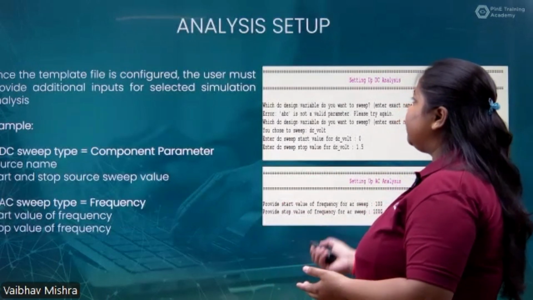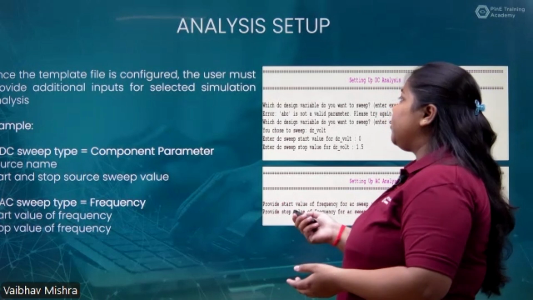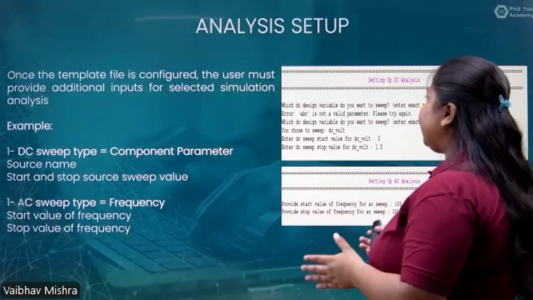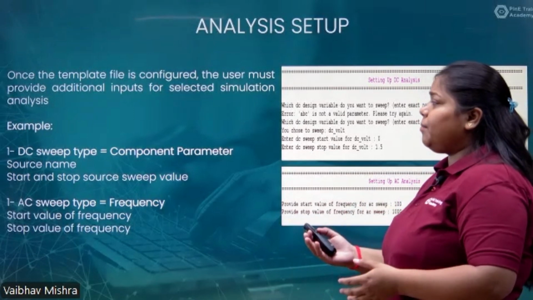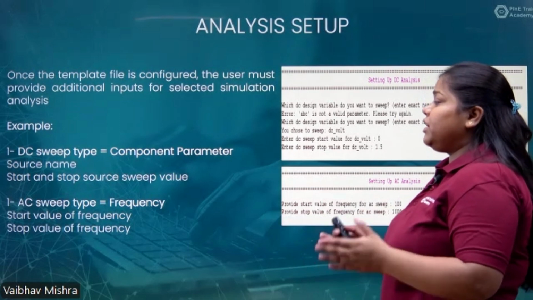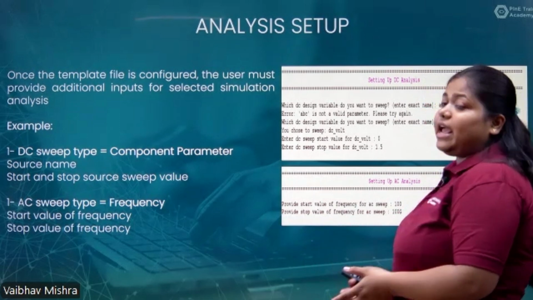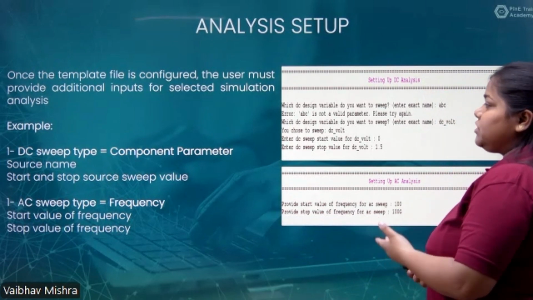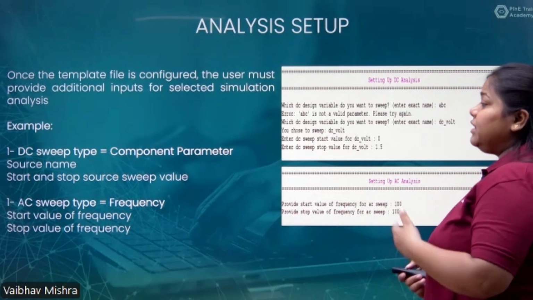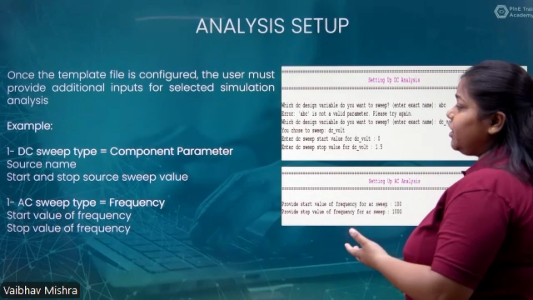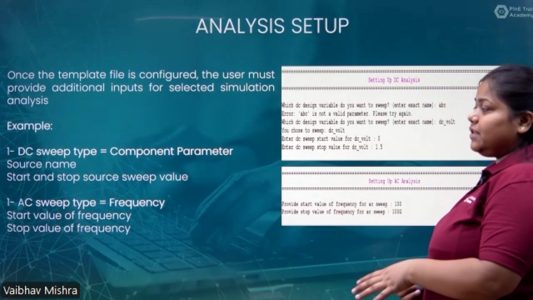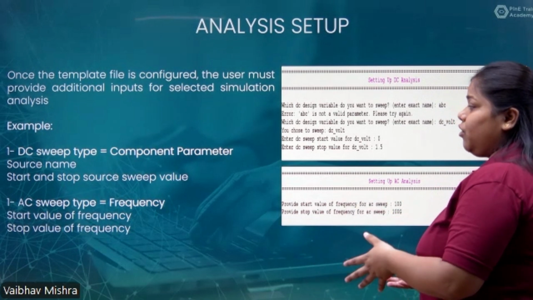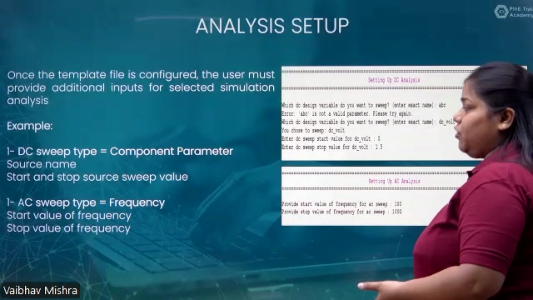Let's move forward. What will be the analysis setup? Once the template file is set up and configured, all the analysis will be set up. For example, in the DC sweep type, if you have chosen component parameter as the sweep type, then you have to enter the source name and the start and stop source sweep values. In a similar way, if you have chosen the AC sweep type, and in the AC sweep type you have chosen frequency as the sweep type, then you have to enter the start value of the frequency, and similarly the stop value of the frequency.